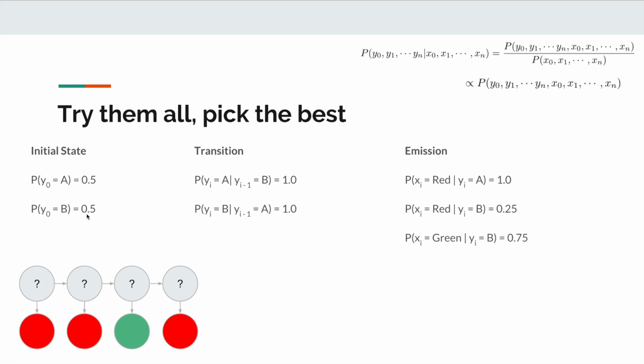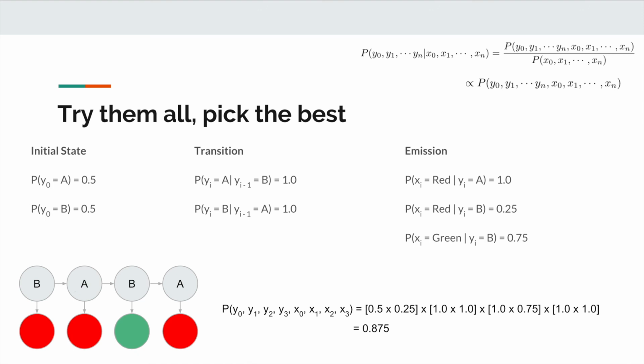Now I made one change here. I changed the initial state probabilities so that it doesn't always start on A. I changed the initial states to be 50-50 between A and B, but I left everything else the same. See if you can figure out the most likely assignment of states to these hidden variables.